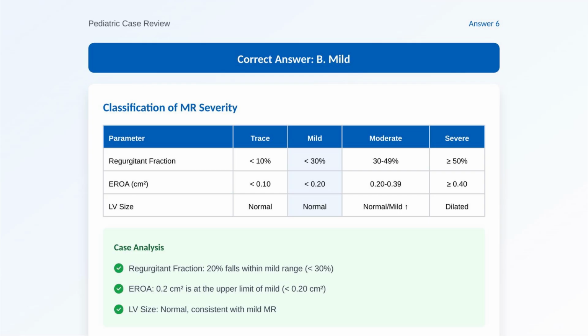The presence of normal left ventricular size is also consistent with mild mitral regurgitation, as significant chamber dilation typically occurs with more severe degrees of regurgitation. For moderate mitral regurgitation, the regurgitant fraction would be between 30 to 49%, and the effective regurgitant orifice area would range from 0.2 to 0.39 square centimeters.